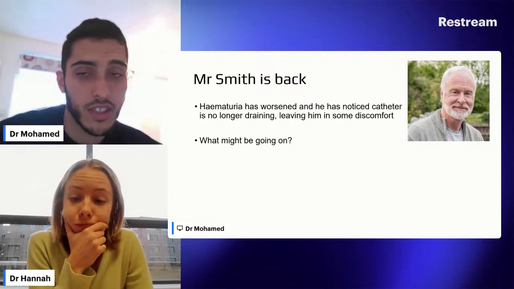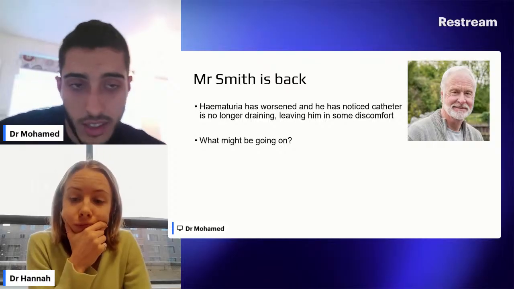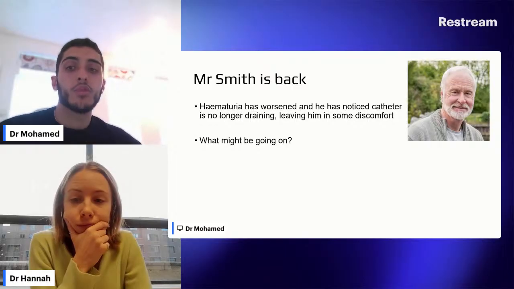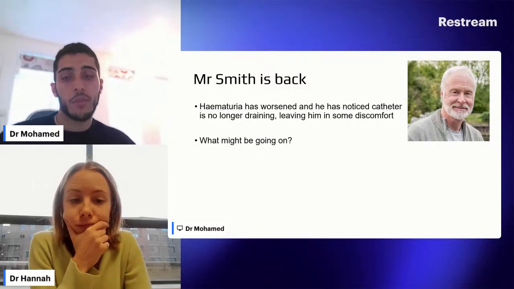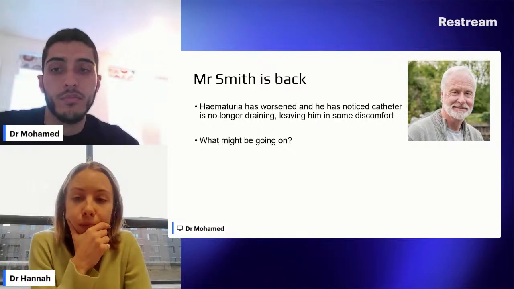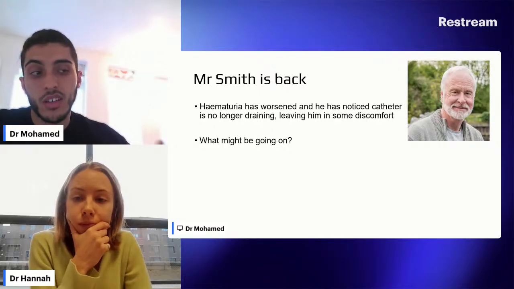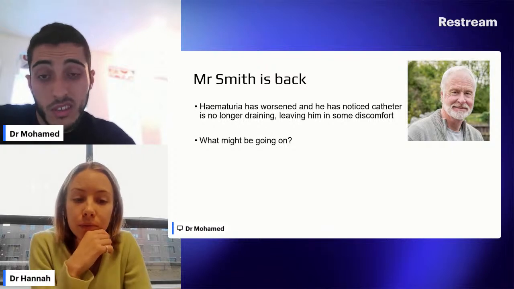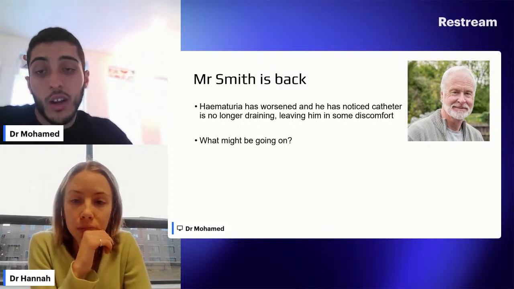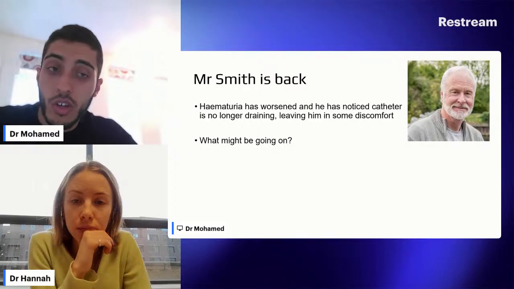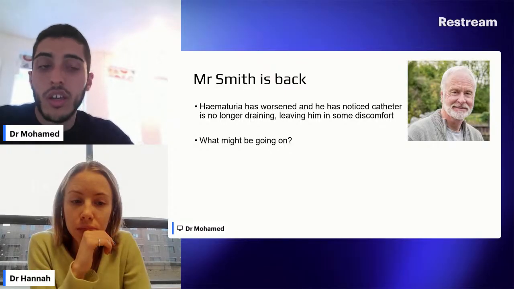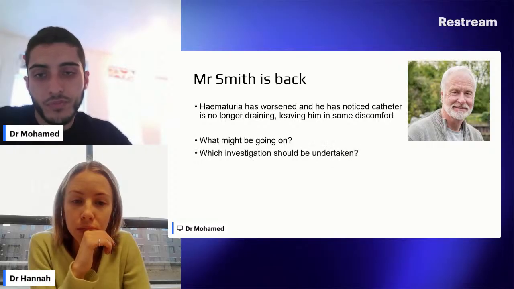Fair enough. Okay, fantastic. So whoever said clot in the catheter, well done. That's the right answer. So his hematuria has gone worse. What's happened is that the blood that's in the bladder is now congealed. It's formed a clot, and that clot has blocked up his catheter. That's why it's no longer draining, and it's also left him in retention, and that's why there's some discomfort there.